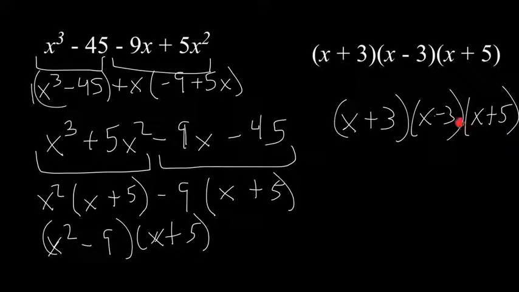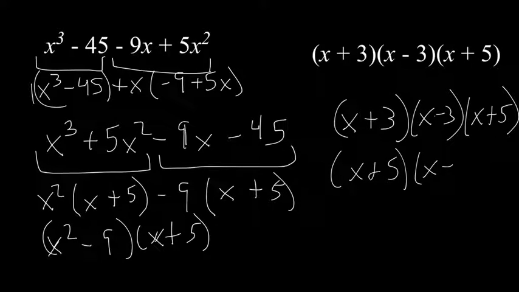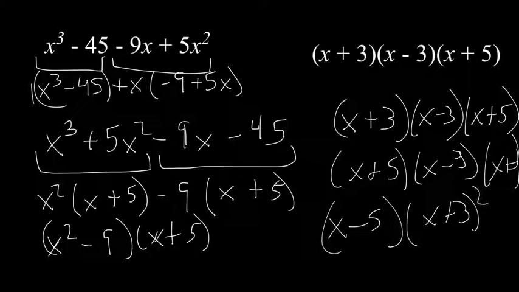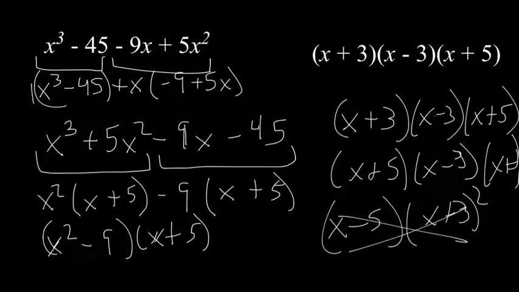Does it have to be exactly in this order? No. You can't change the minus and the positive with the x minus 3 and x plus 5, but you can rewrite this as x plus 5, x minus 3, and then x plus 3. That's fine. You can't do the x minus 5 and then make this x plus 3 squared. That's not the same thing. That's no good. You can't change the sign, but you can change the positioning of these things.